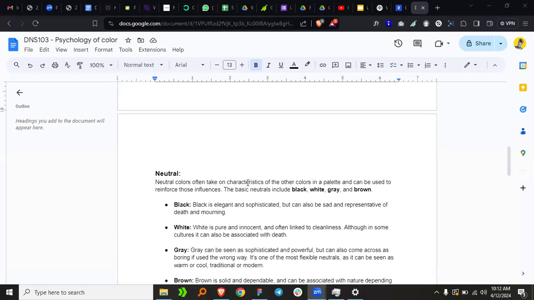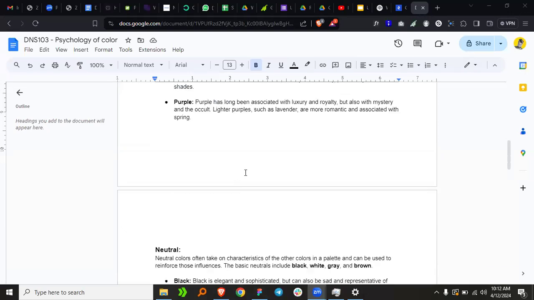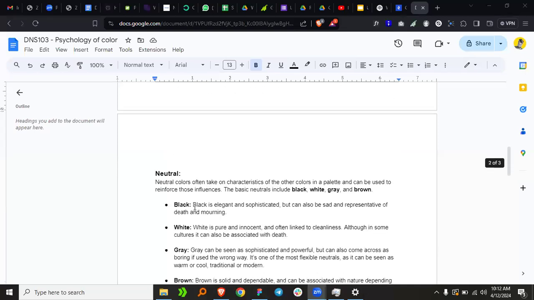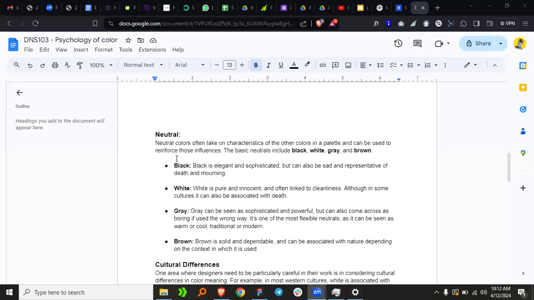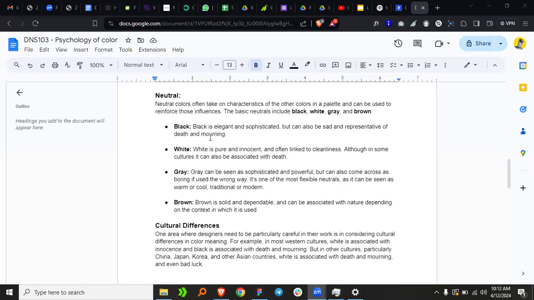So then we also have the neutral colors. We have warm colors, cool colors, and now the neutral colors, which are black, white, gray, and brown. They said neutral colors often take on characteristics of the other colors in a palette and can be used to reinforce those influences. So black is elegant and sophisticated, but can also be sad and representative of death and money. Some people also use black for power.